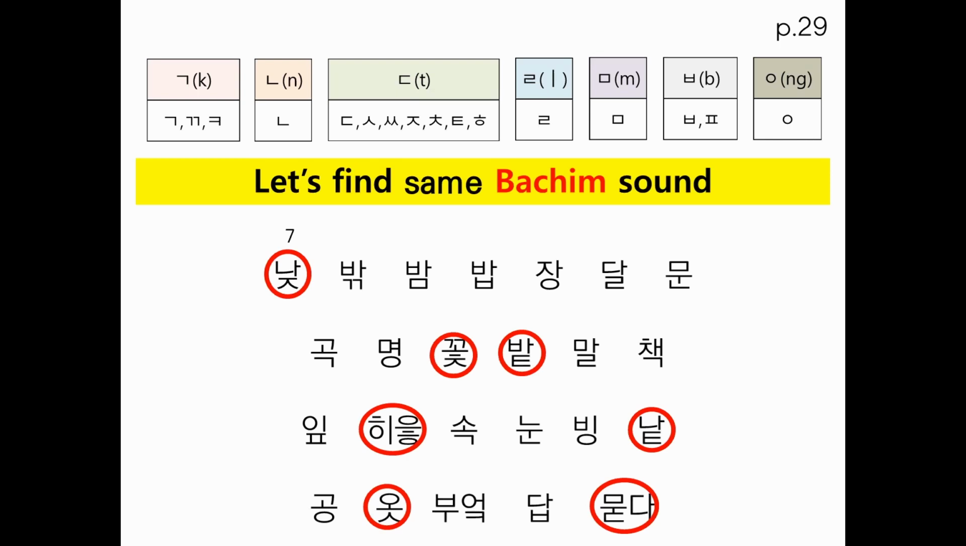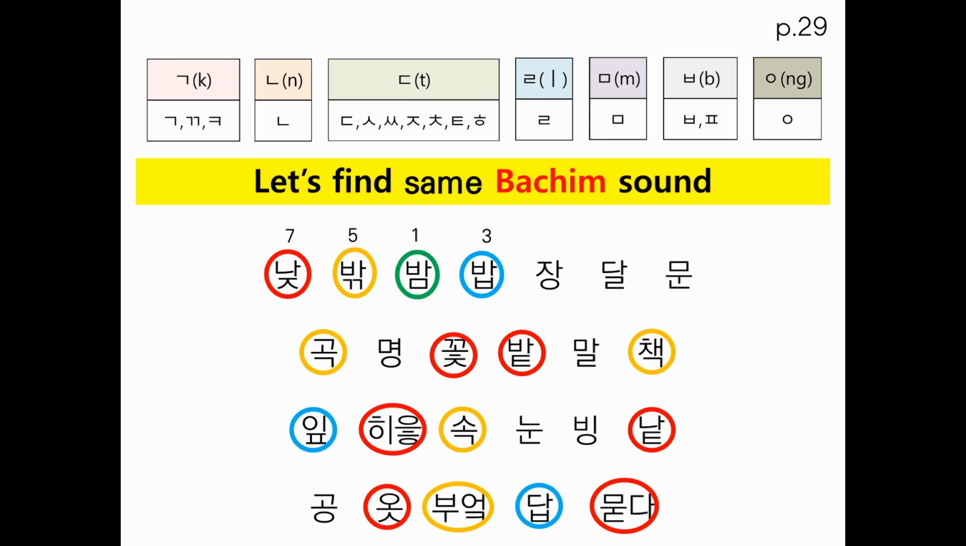Now, how many words have the same sound as 박? There are 5 words with the same 받침 sound as ㄲ: 박, 곡, 책, 속, 부엌. All the same sound, K. Next, how many words have the same sound as 밤, ㅁ? Yes, there is only one word, 밤. How about the sound of 밥, ㅍ? There are 3 words with the same 받침 sound as ㅂ: 밥, 입, 답.